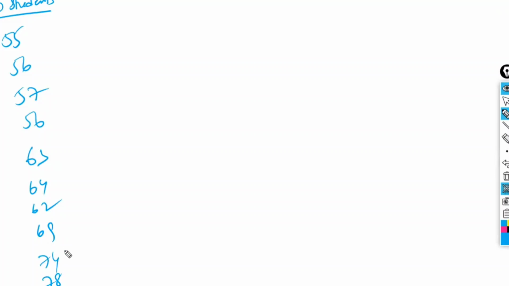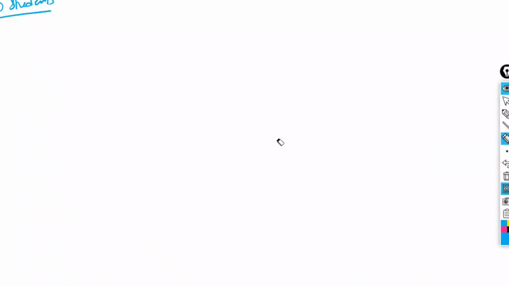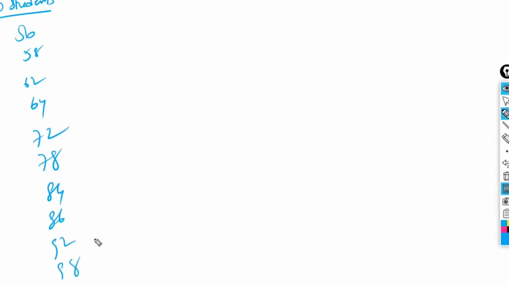No. 4, 4, and this one. Stop here. The values are 56, 58, 62, 64, 72, 78, 84, 86, 92, 98. Two values, everything two values I'm considering, instead of considering everything four values, two values.